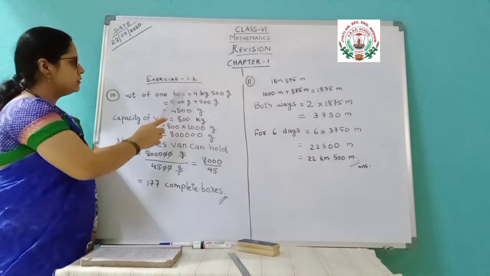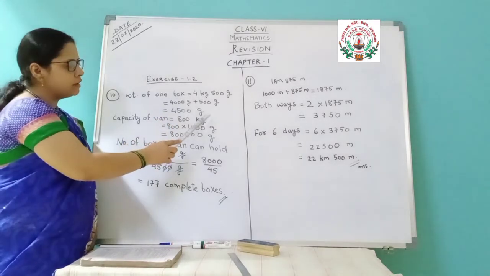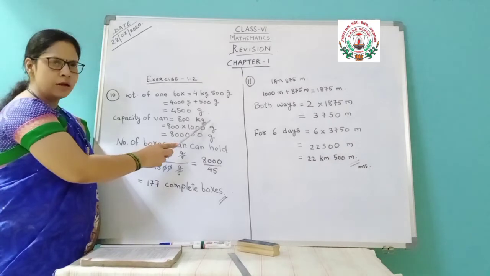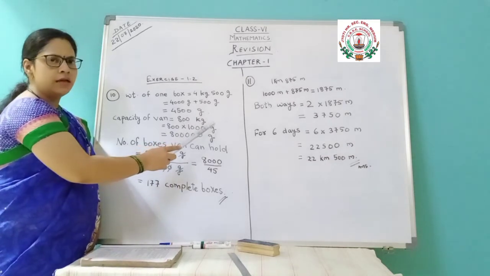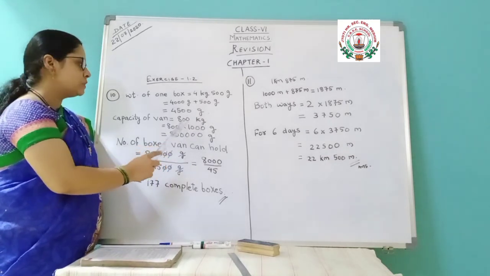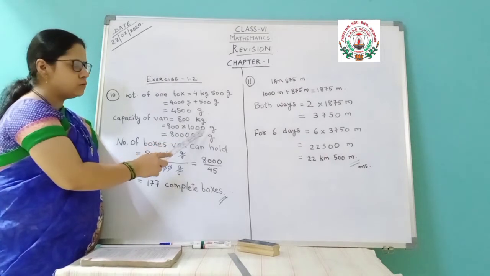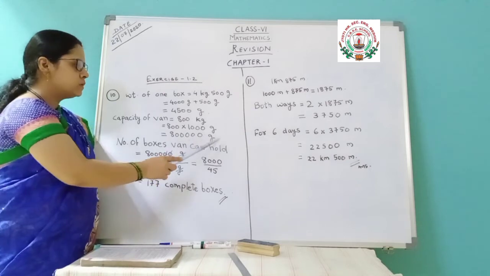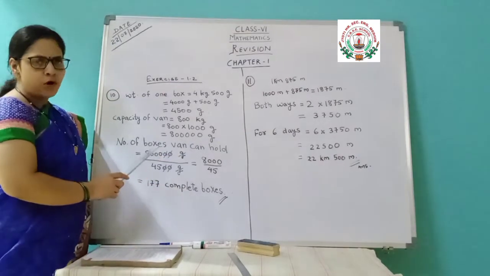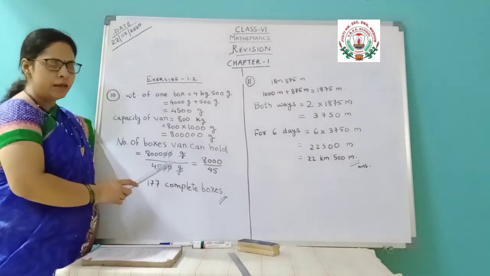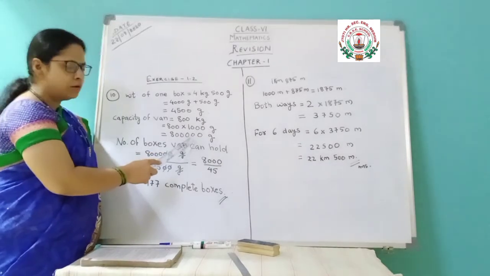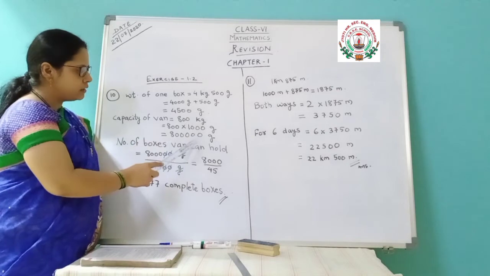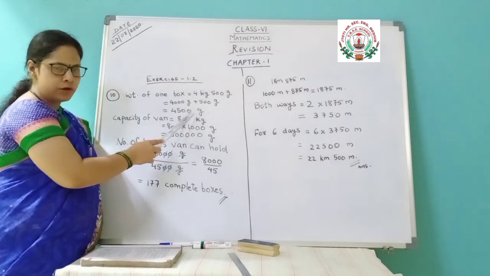As the weight of one box you have taken in grams, the capacity of the van should also be taken in grams only. So 800 kg you have to convert into grams. 800 kg is equal to 800 times 1000 grams. Multiply these two, 5 zeros will come. That is grams. So for the number of boxes which can be held in that van, you have to divide the total capacity by the weight of one box.